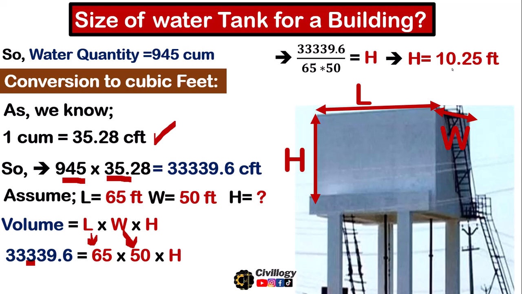So for storing the water for 1000 occupants for 7 days, the dimensions of the tank will be, as you can see over here, the length is 65, width is 50, and height is 10.25 feet. If a tank has these dimensions, it can store water up to this many cubic feet and cubic meters for 1000 residents.